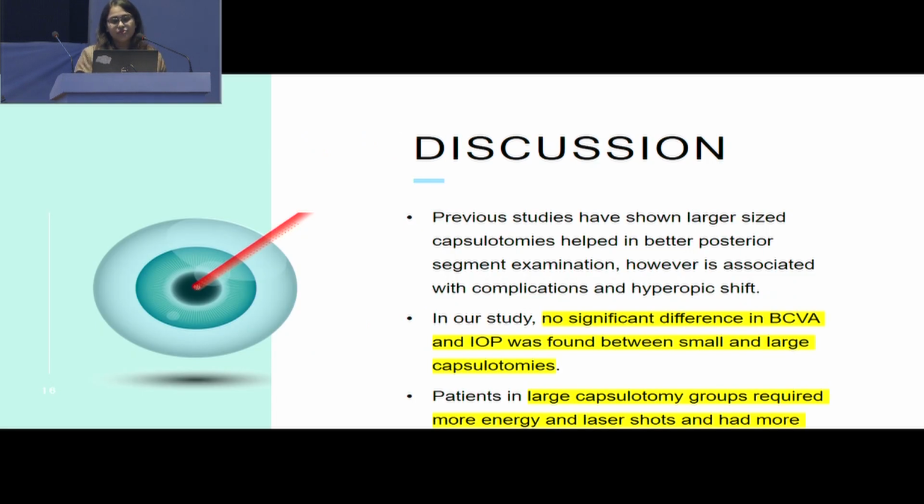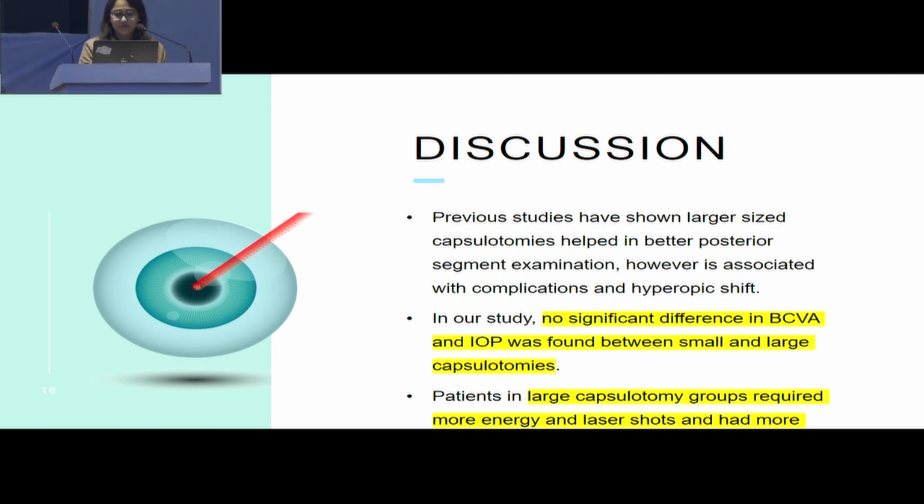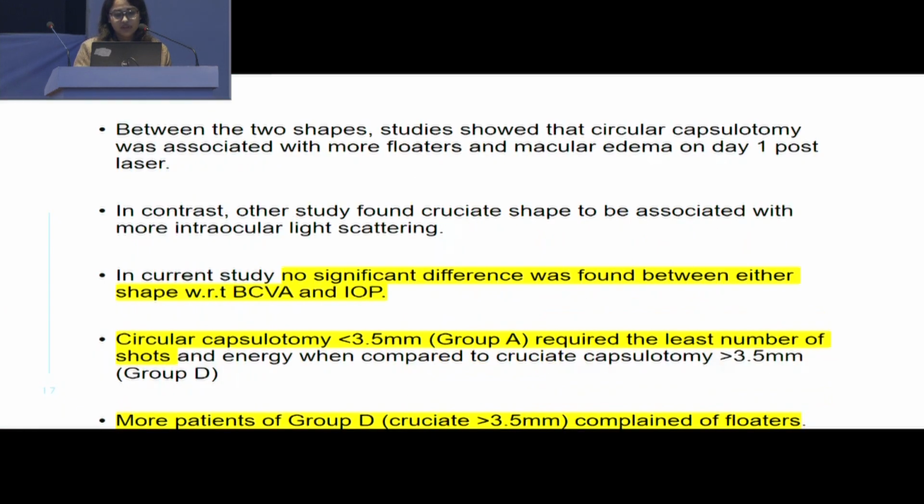Now, previous studies have shown that a larger size capsulotomy helped in better posterior segment examination, however, it is associated with complications and hyperopic shift. In our study, we did not find any significant difference in BCVA and IOP between the small and large capsulotomies. However, patients in the large capsulotomy groups required more energy and laser shots and had more floaters. Between the two shapes, studies showed that circular capsulotomy was associated with more floaters and macular edema on day 1. In contrast, other studies found that cruciate shape was associated with more intraocular light scattering.